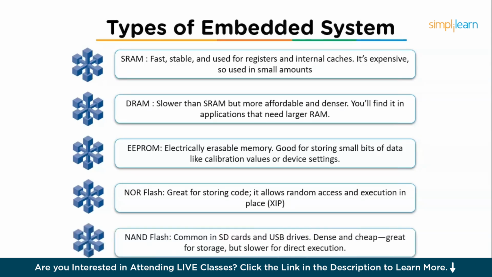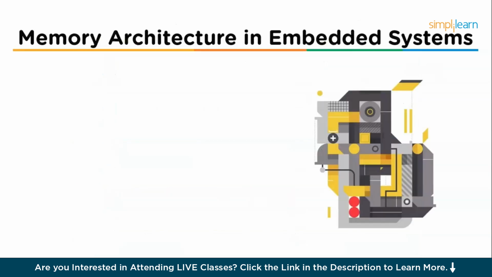Then we have NAND flash, common in the SD cards and USB drives. It is dense and cheap, great for storage but slower for direct execution. So each of these memory types is like a tool in a toolbox. The trick is knowing which one to use when. So let's now see the memory architecture in embedded systems.